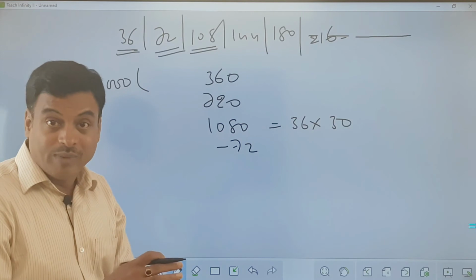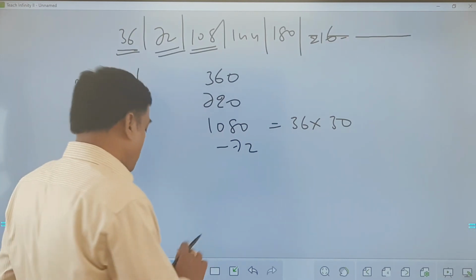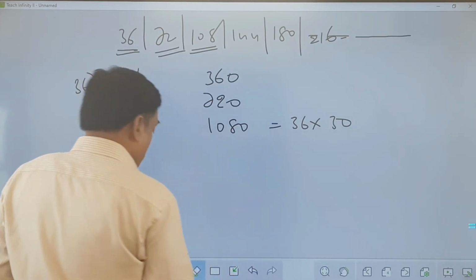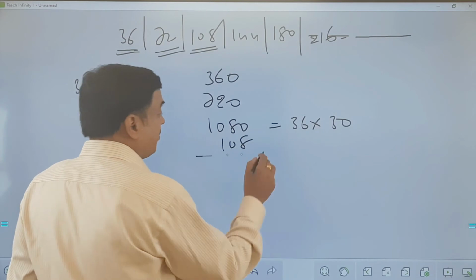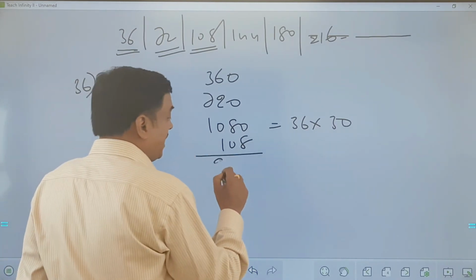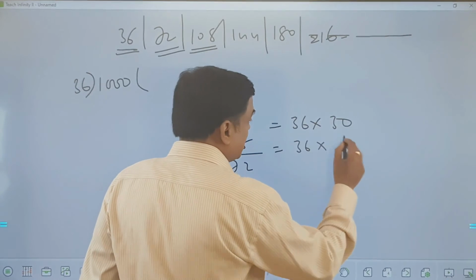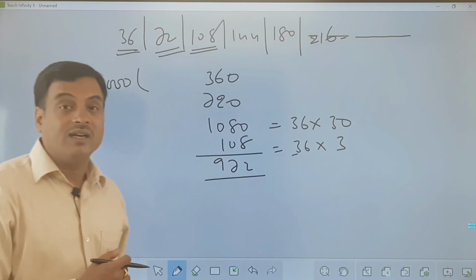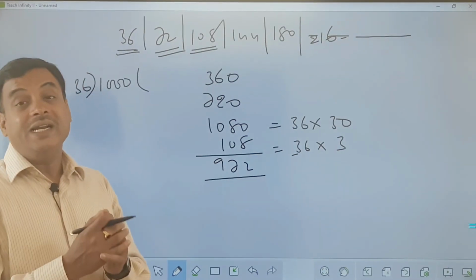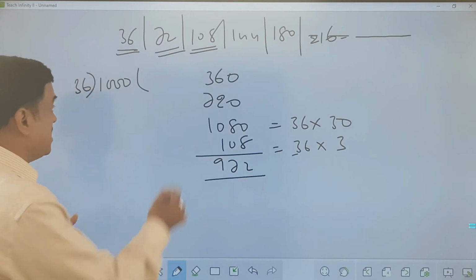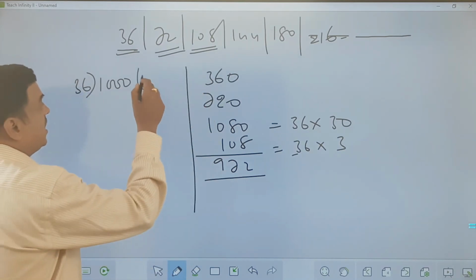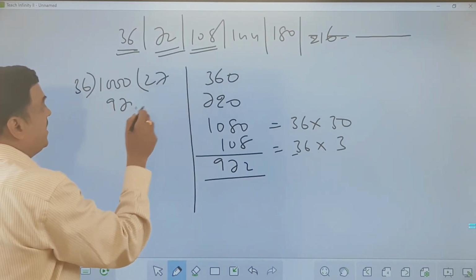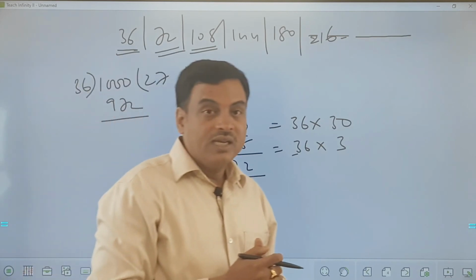So 1008, is it a 3-digit number? No. So I'll again subtract the next multiple of 36, which is 108. And when I subtract 108, how much do I get? I get 972. So 36 into 3, that is 108, I subtracted, and I got 972. So this is the greatest 3-digit number which is commonly divisible by 12 and 18.